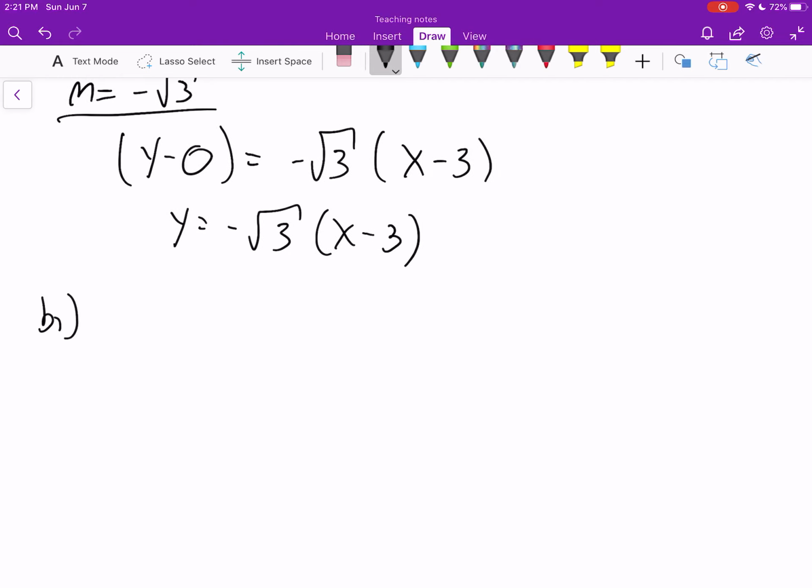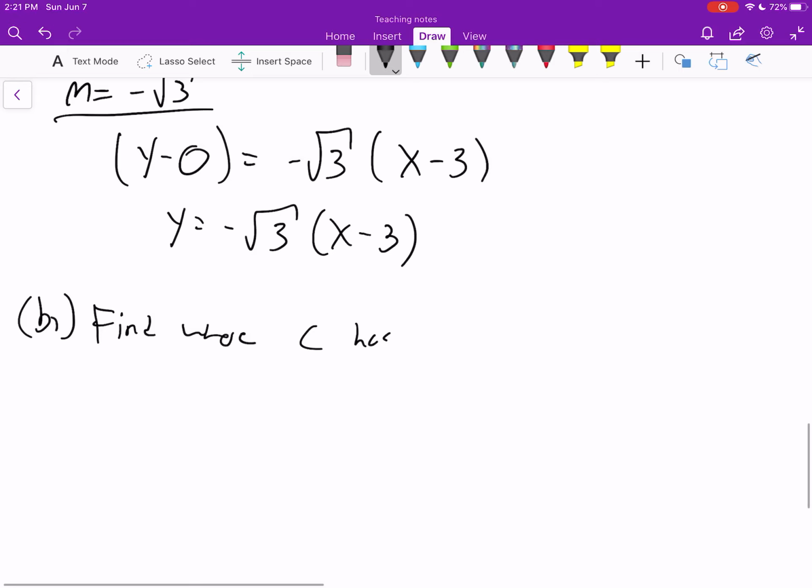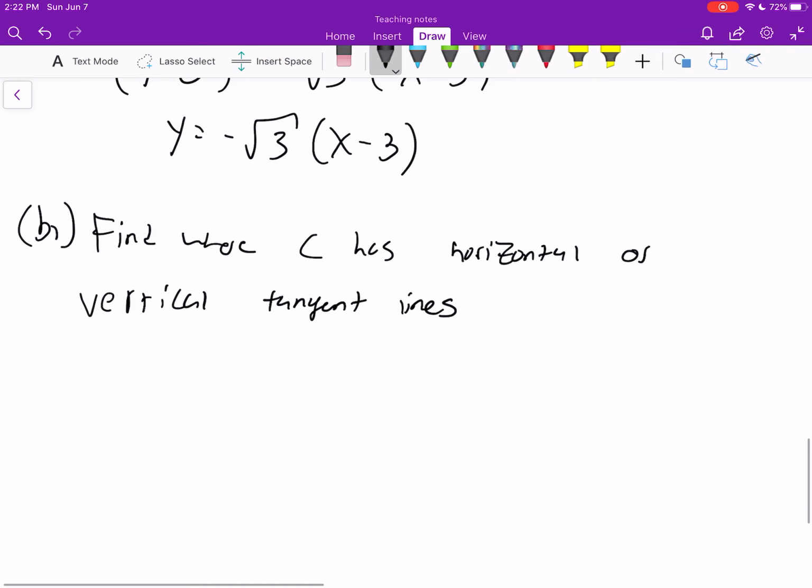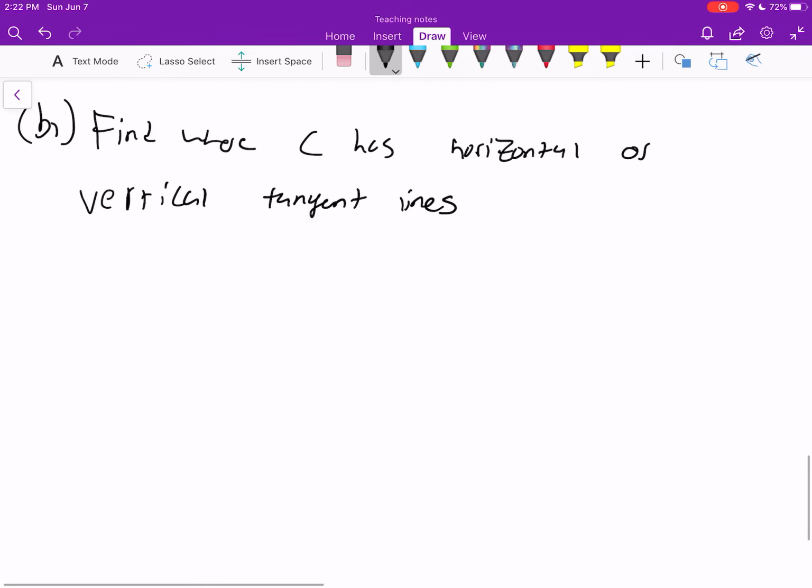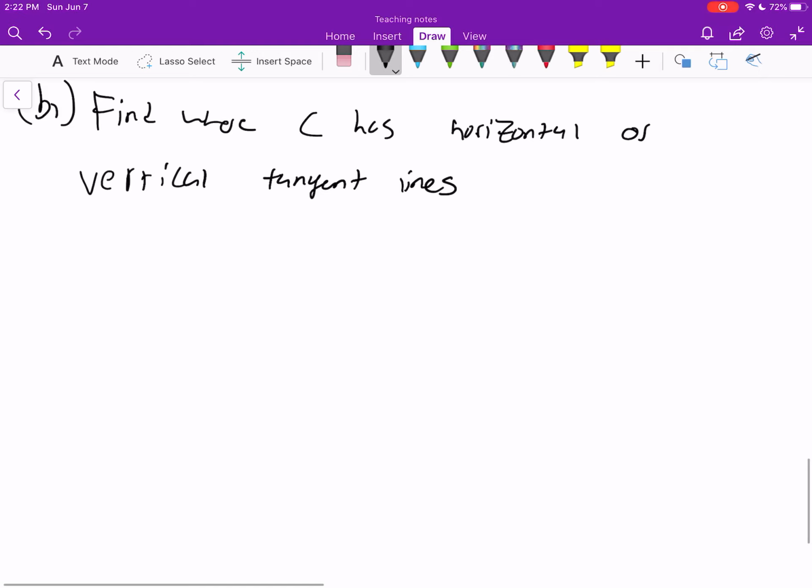Part B is to find where C has horizontal or vertical tangent lines. So let's go ahead and figure this out. Let's do the horizontal first.